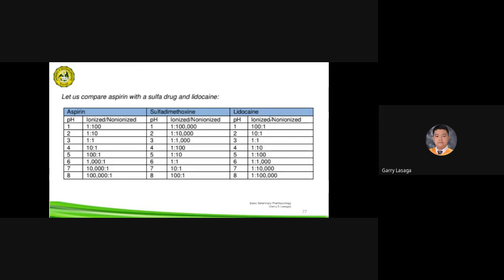Lidocaine is a weak base. So lidocaine is a weak base, this is a basic drug. It has a pKa of 11. So increasing the pH will favor the absorption of this drug, because it will increase the proportion of the unionized form, because it is the unionized form that will be absorbed.